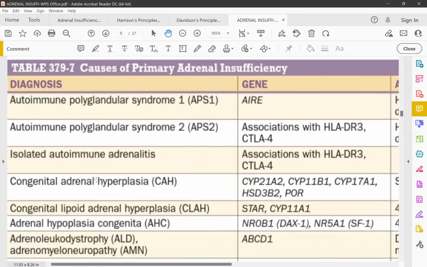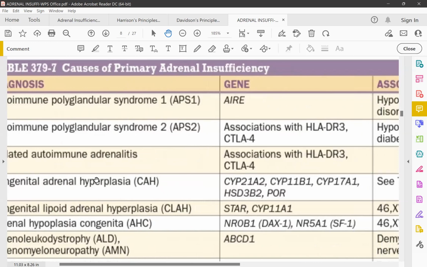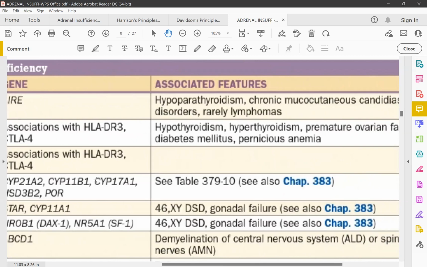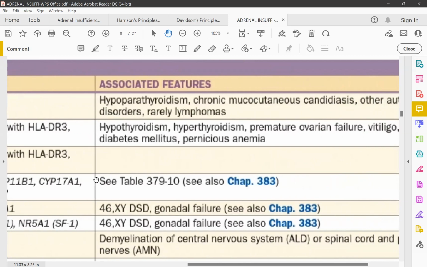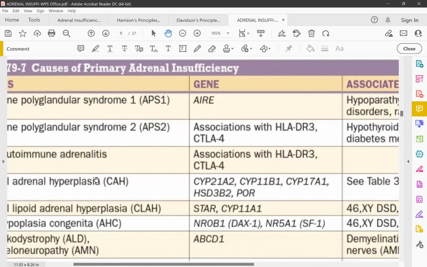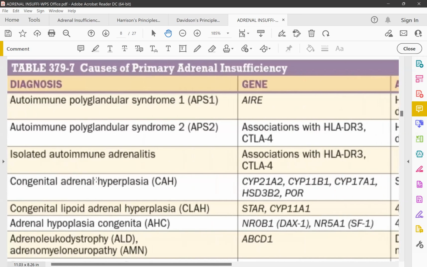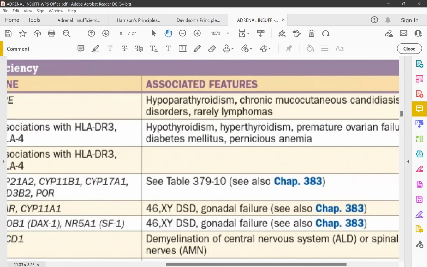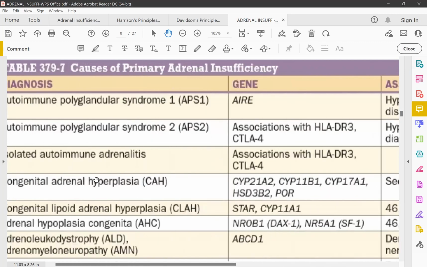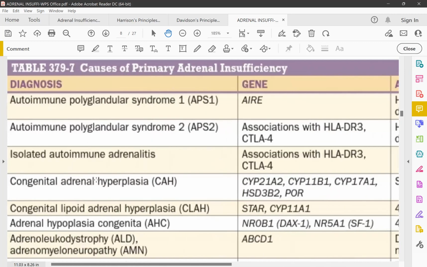In APS1, along with adrenal insufficiency, the patient has features of hypoparathyroidism and mucocutaneous candidiasis, and is associated with lymphomas and other autoimmune disorders. In APS2, along with autoimmune destruction of the adrenal, the patients may also have other autoimmune disorders like hypo or hyperthyroidism, type 1 diabetes, and pernicious anemia, and these patients have features of premature ovarian failure. And next one is isolated autoimmune adrenalitis.